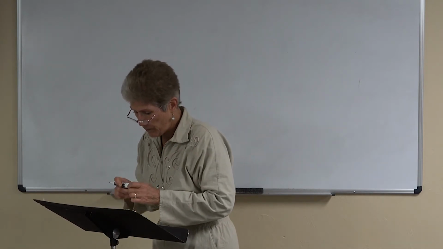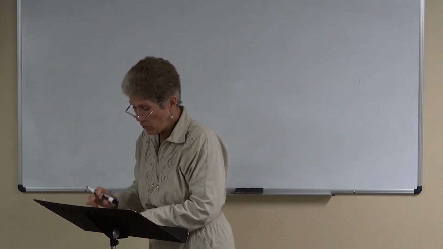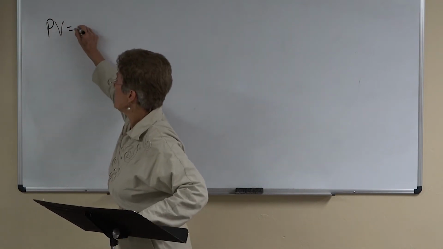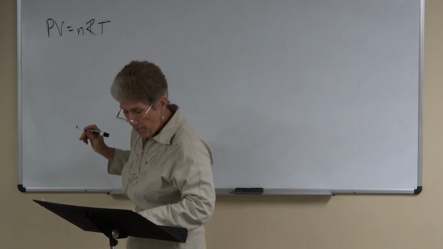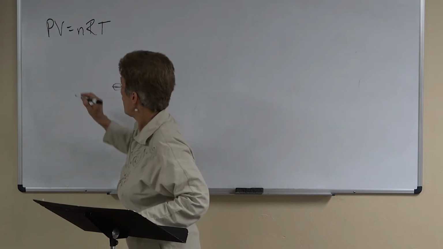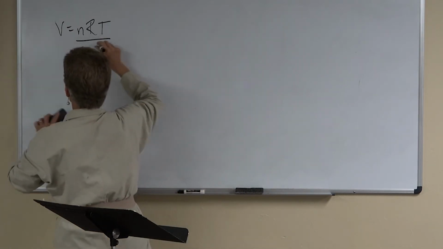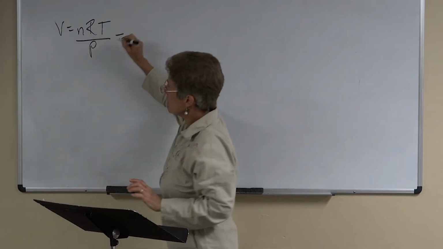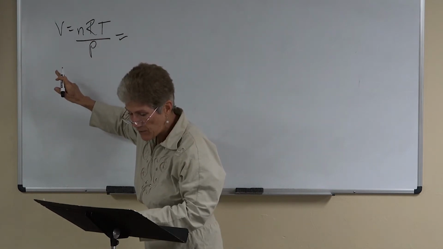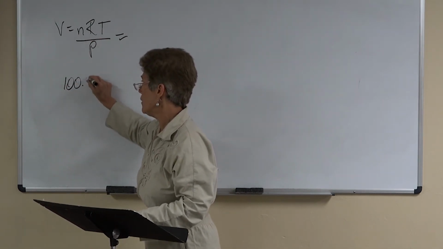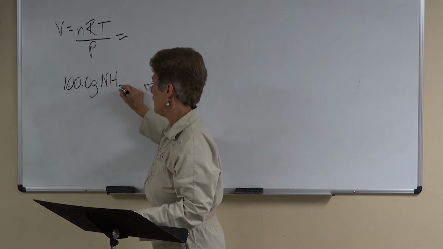Number 7, what is the volume of 100 grams of ammonia at 84.5 degrees Celsius and a pressure of 869 torr? Okay, so here we're still going to use PV equals nRT, but what we're asked for here is the volume. So I'm going to solve for V. So I'm just going to divide both sides by P. First thing we're going to need is the moles. That's what n represents, and we're told we have 100 grams of ammonia.